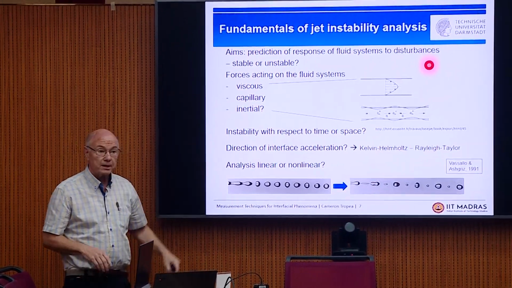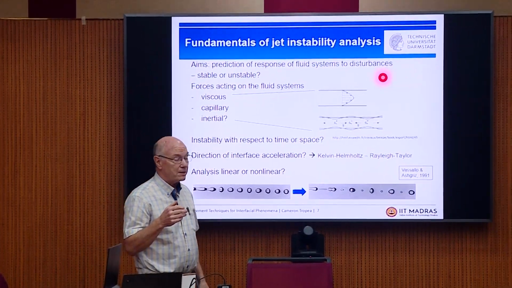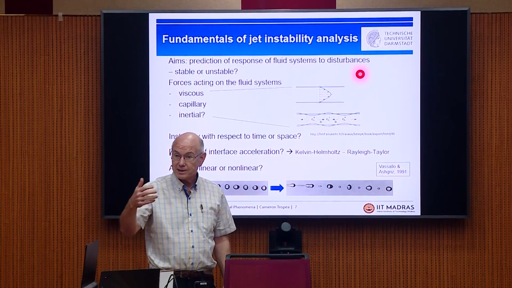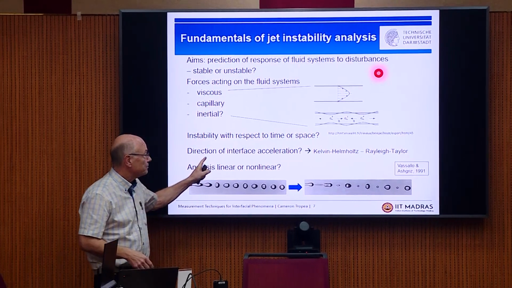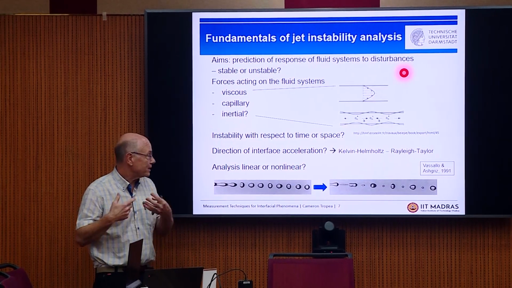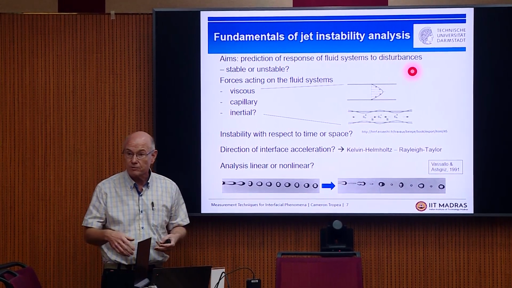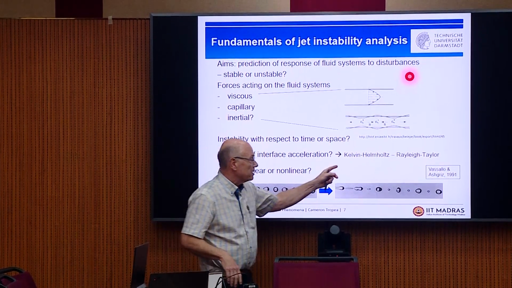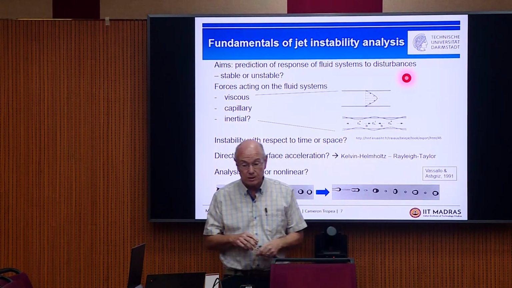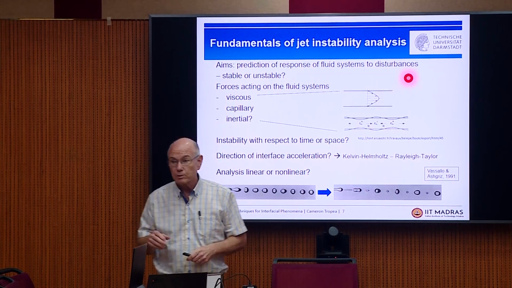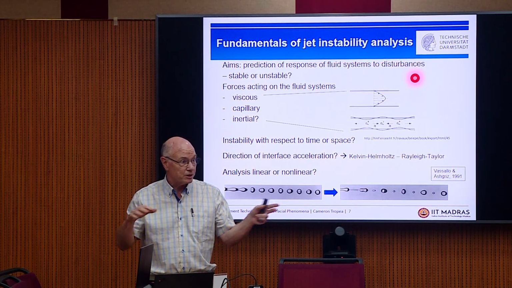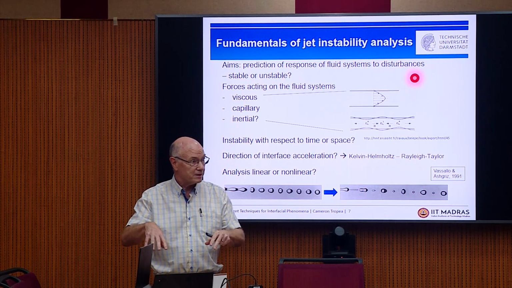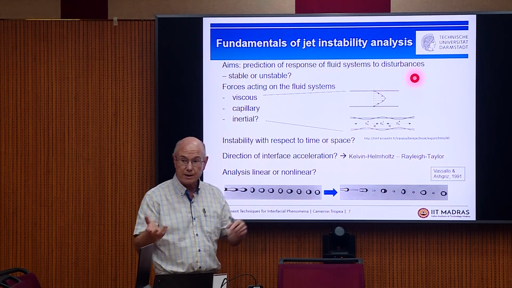And so the other thing is we have to say, is something unstable in space or time? Either could be. And then we have to say, what is the direction of acceleration involved? And this is, for instance, in that case, distinguishing between Kelvin, Helmholtz, and you'll see that. It's exactly the same derivation, the same equation for both, but depending on the direction of acceleration, we get one or the other.